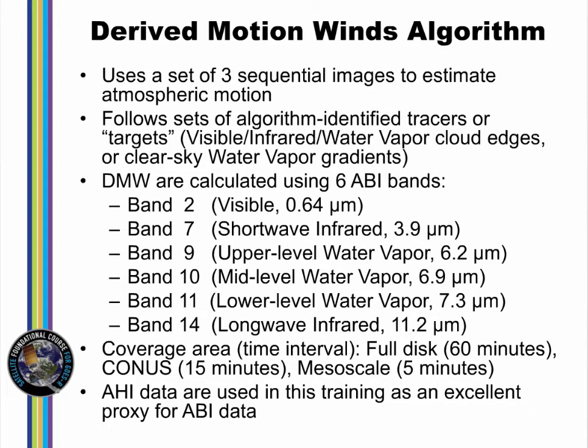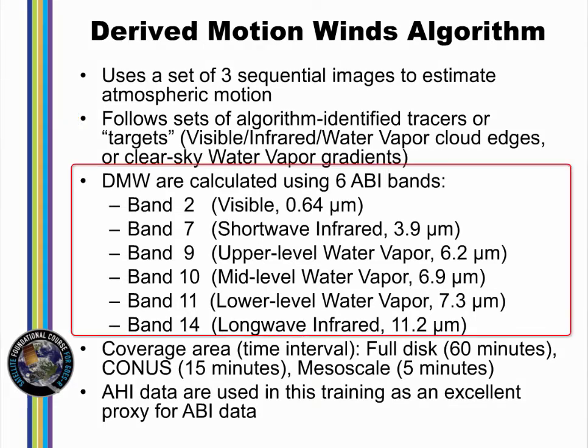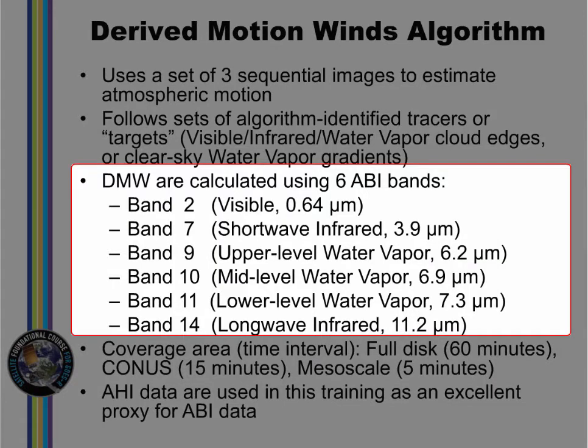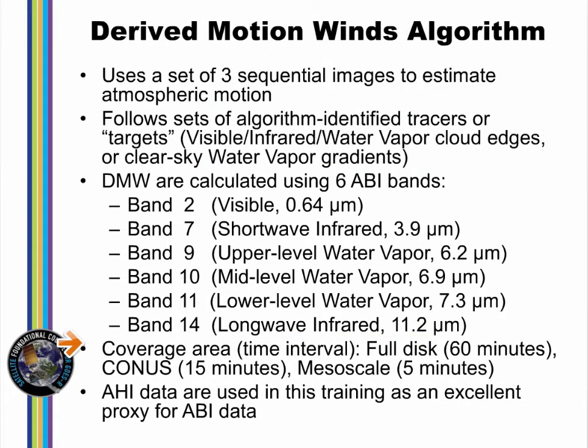The GOES-R derived motion wind algorithm uses 3 sequential images to estimate motion. Targets within the images are tracked, and those targets include cloud edges and water vapor gradients. 6 bands on ABI are used, and they're listed on this screen. Winds are produced in the full disk domain every hour. They're produced every 15 minutes for the CONUS domain, and every 5 minutes in the mesodomain.